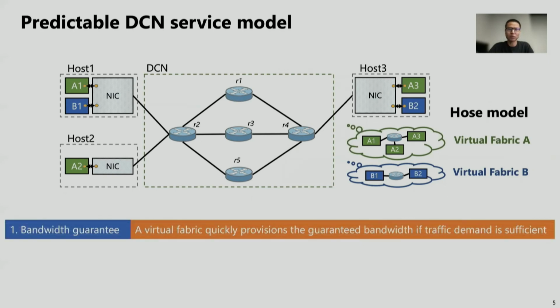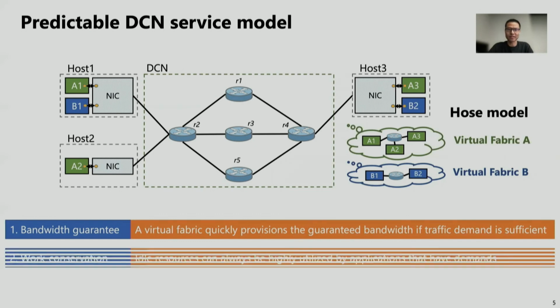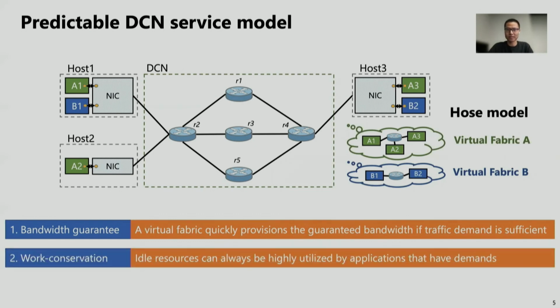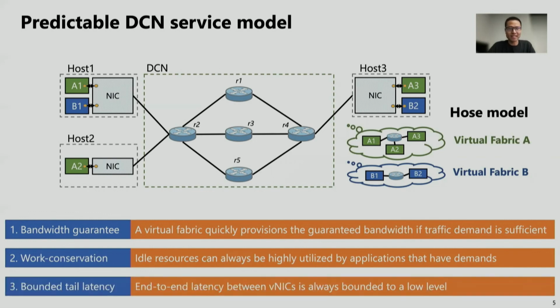Specifically, a predictable virtual fabric should provide bandwidth guarantee. That is, the guaranteed bandwidth can be quickly provisioned if the tenant has sufficient traffic demand. It should also achieve work conservation. A tenant can use more than its bandwidth guarantee to fully utilize the network resources if other tenants do not have sufficient traffic demands. Finally, it can bound the end-to-end tail latency. For predictable DCN service, all three goals should be achieved simultaneously.